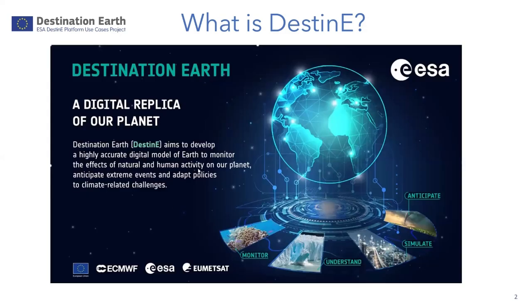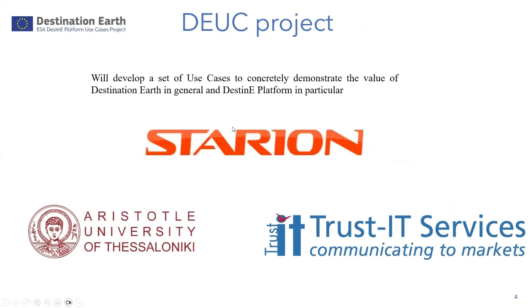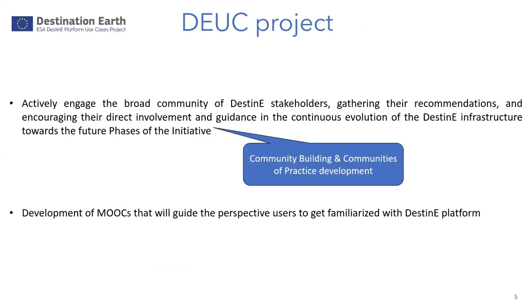Today we represent the DestinE Use Cases project, which aims to develop a set of use cases to demonstrate the value of Destination Earth in general and the DestinE platform in particular. This project is led by Starion Group in collaboration with Aristotle University of Thessaloniki and Trust IT. One of the main aims of the project is to actively engage the broad community of DestinE stakeholders, gather their recommendations, and encourage their direct involvement in the continuous evolution of DestinE and the DestinE platform in particular. And we plan to do this by creating communities of practice.